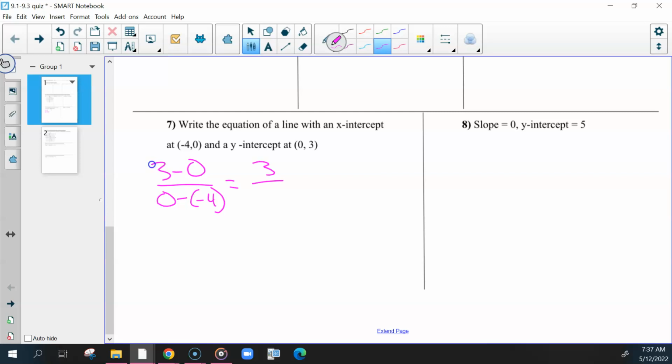Figure out what that slope is. This would be 3 over positive 4. And then you could use one of these points in your point slope formula, but you don't have to because it gives you your y-intercept. So you could just write your equation using your slope and your y-intercept.